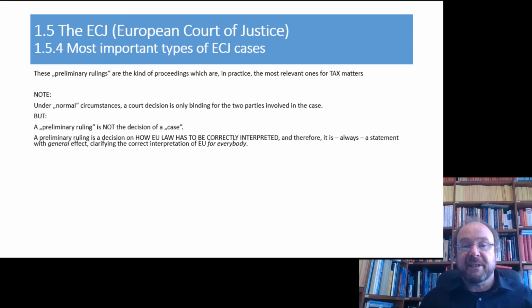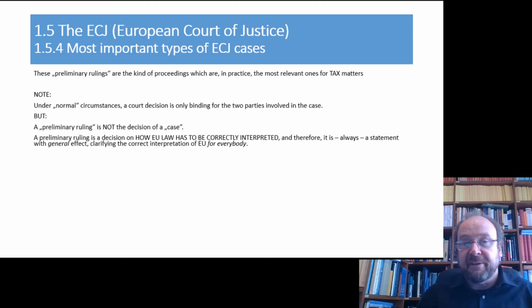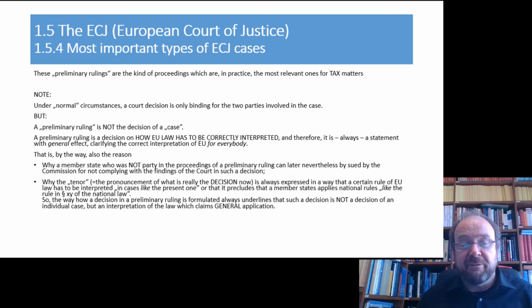The idea is the court has to make sure that European Union law is always interpreted in an identical way throughout the European Union. So what is required from them is a statement which clarifies the understanding of the rule in question in general. So clarifying the correct interpretation for everybody. This is also the reason why a member state who was not party of a preliminary ruling or who only took part by a lawyer who uttered some opinions later is nevertheless bound by the interpretation which the court found during the procedure, because what the court found in the preliminary ruling is a generally valid and generally applicable interpretation of the rule in question.